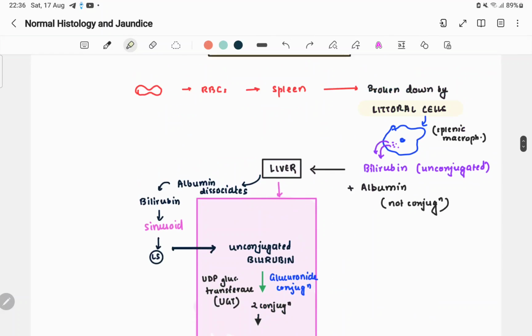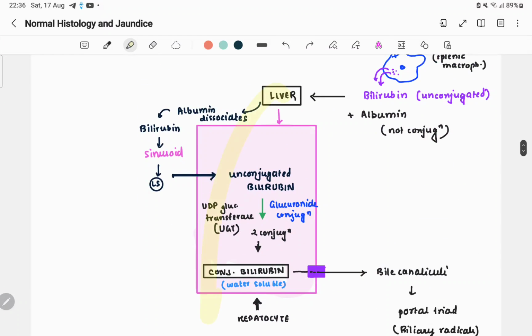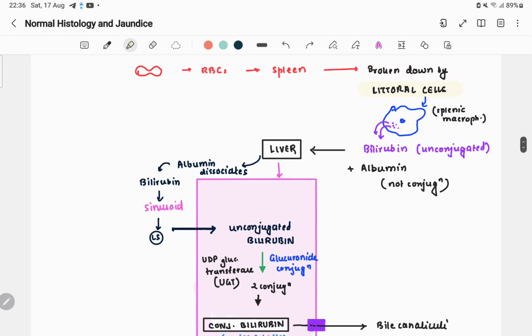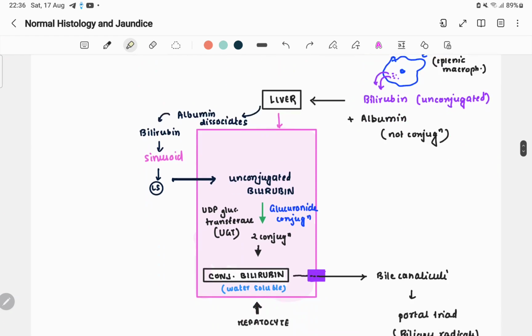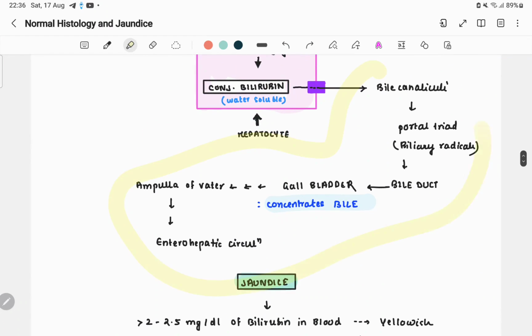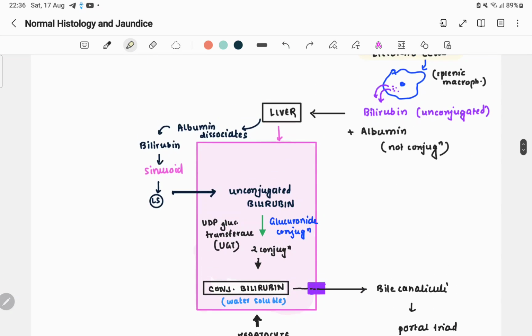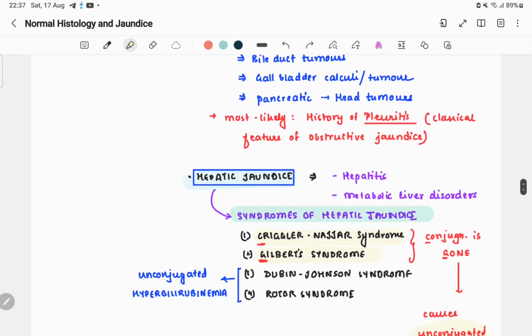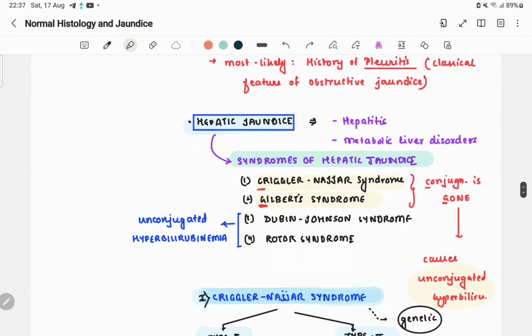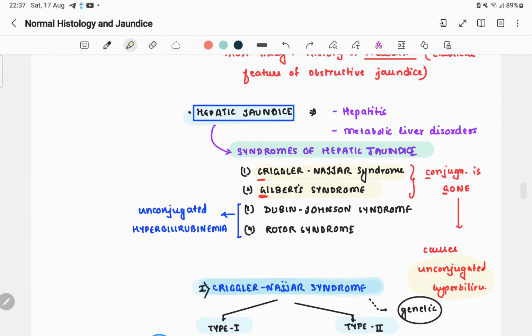Hepatic jaundice means there is a problem in the liver itself. There is no problem here, there is no problem after that also, but there is a problem here at the level of the liver. It's called the hepatic jaundice. So hepatitis and metabolic liver disorders cause this.